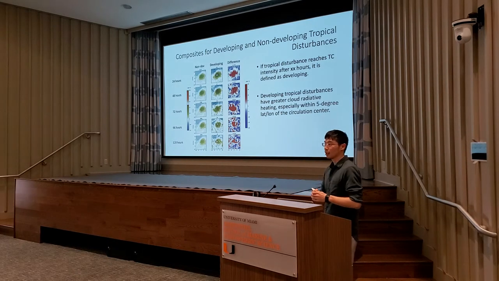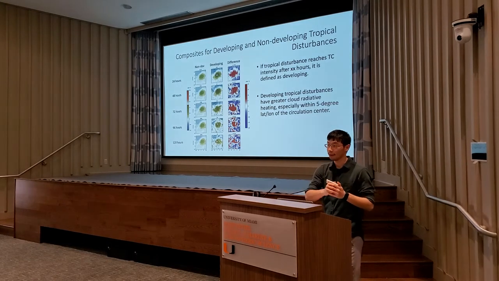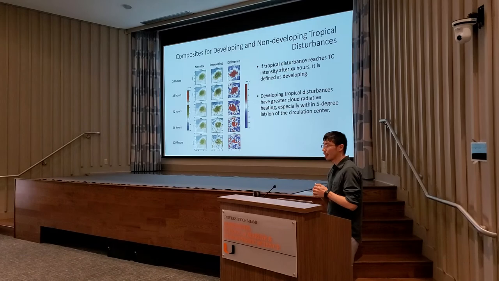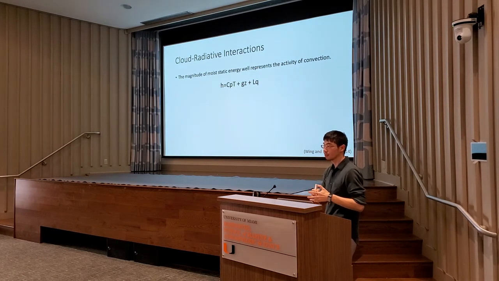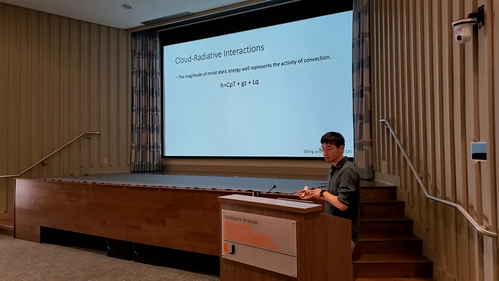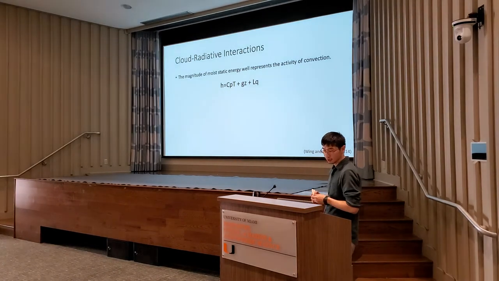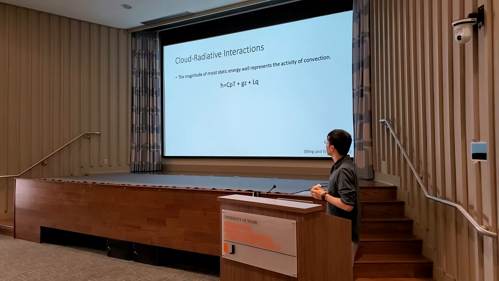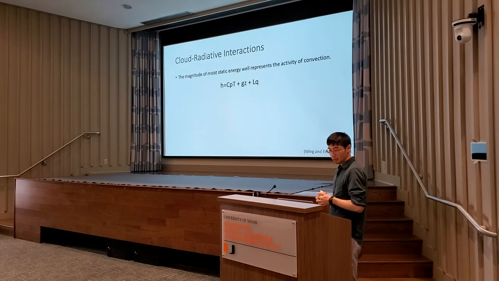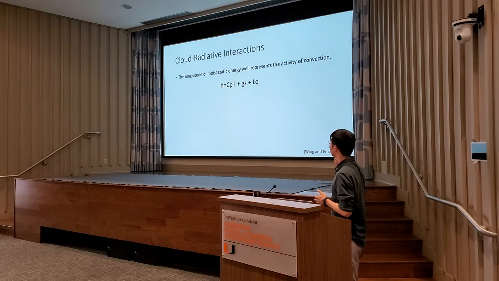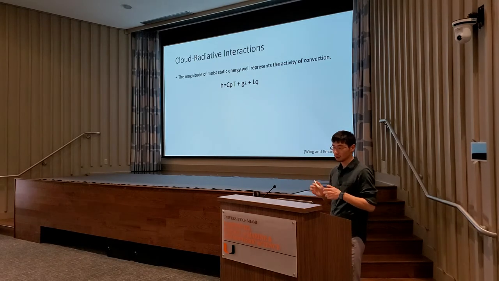And from now, we are mainly discussing the effect of cloud radiative heating, but not the interactions between cloud and radiation. So here we are going to talk about how interactions between cloud and radiation affect the TC intensity evolution. So we need a metric for it. And here we use the moist static energy to represent the activity of convection. So moist static energy resembles the temperature, internal energy, and gravitational energy, and also the moist energy.